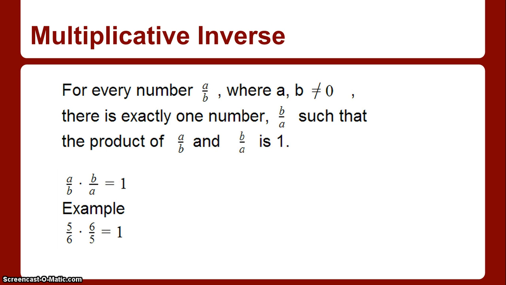The multiplicative inverse is very similar to the additive inverse. For every number a over b, where a and b are not equal to 0, there is exactly one number b over a, such that the product of a over b and b over a is 1. Basically, if you multiply something by its reciprocal, you get 1. That's the multiplicative inverse. If you've got 5 over 6 and you multiply it by 6 over 5, you're going to get 1. No matter how you slice it, if you multiply a number by its reciprocal, you're going to get 1, and 1 is the multiplicative identity.